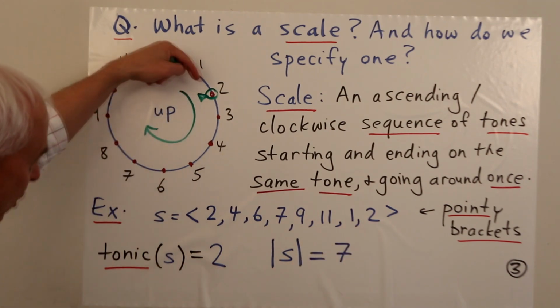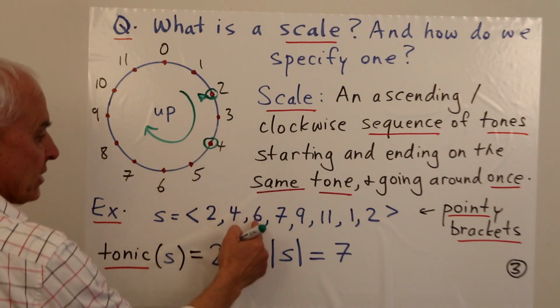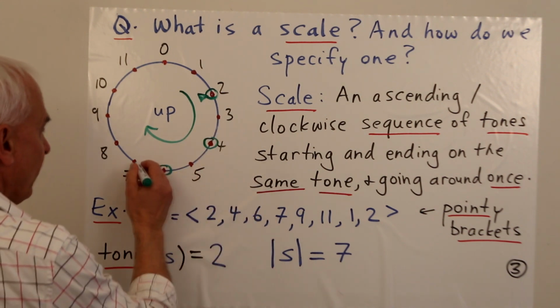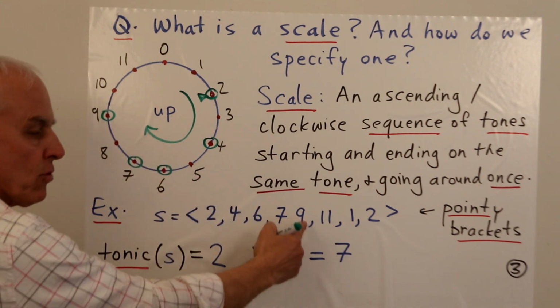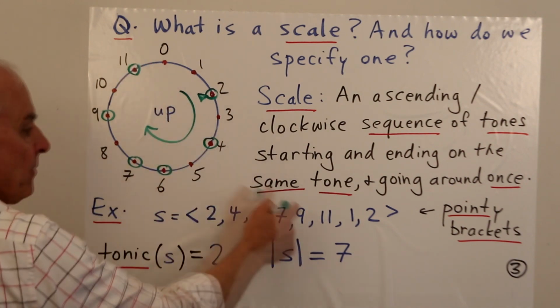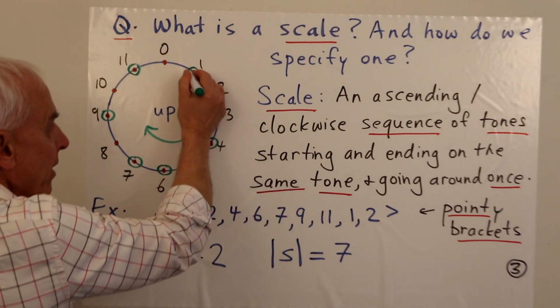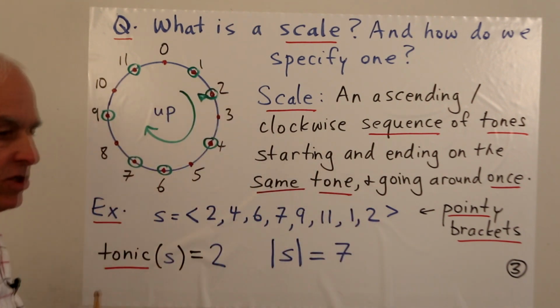So we're at 2, and now we've got to go in this direction. So the next one is 4. The next one is 6. The next one is 7. Okay, we're going in the right direction. 9. Okay, I couldn't put 8 next. We have to keep going in this direction. 11. Okay, and then we're still going in this direction. 1. Okay, and then we end up with 2. We end up where we're starting.